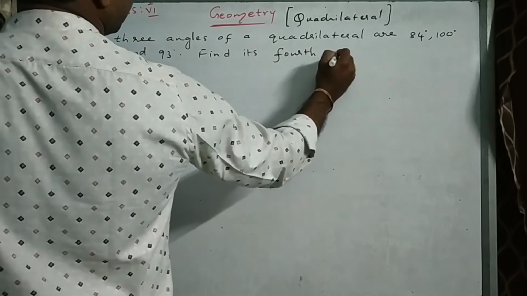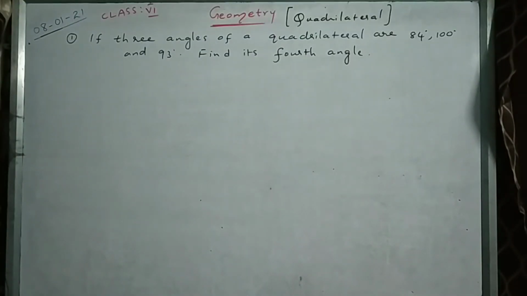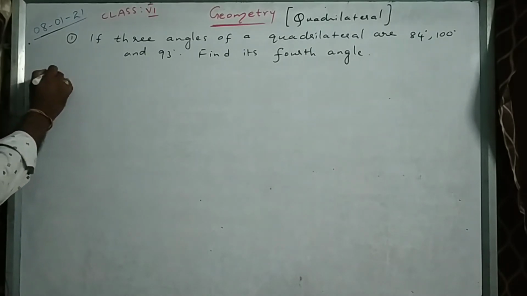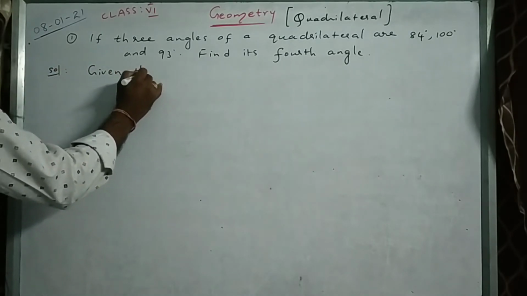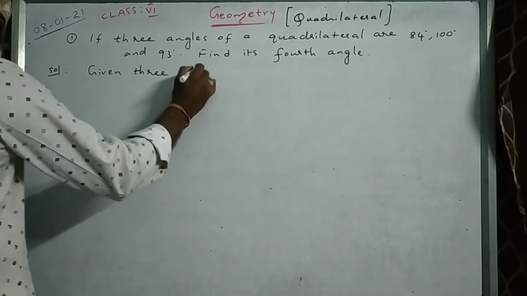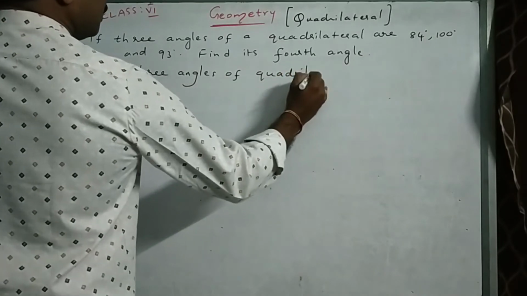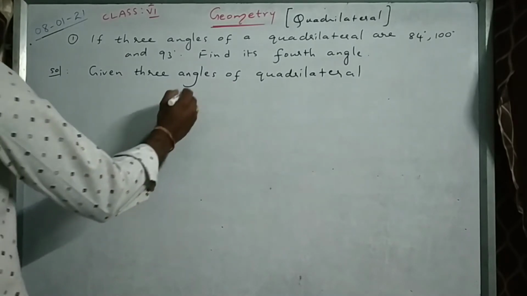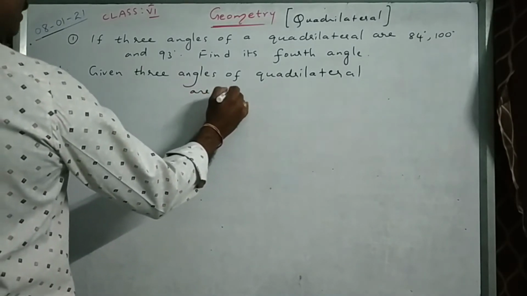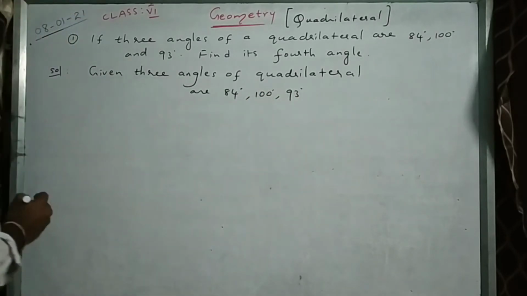Find its fourth angle. How many angles are there in the quadrilateral? 4 angles. They gave 3 angles of the quadrilateral: 84, 100, 93. One more angle is missing.